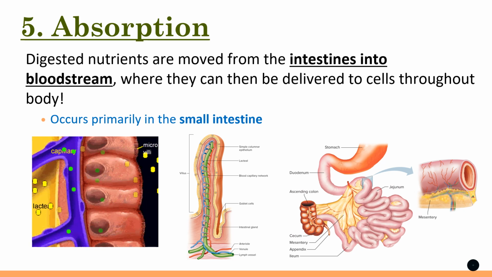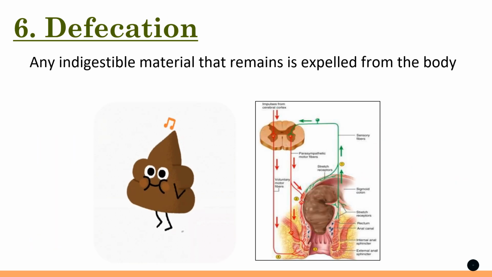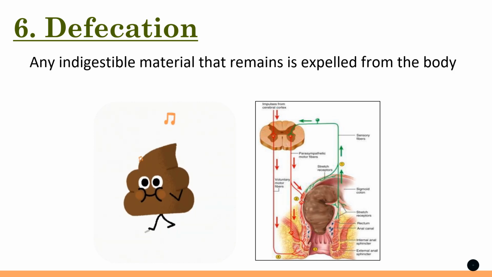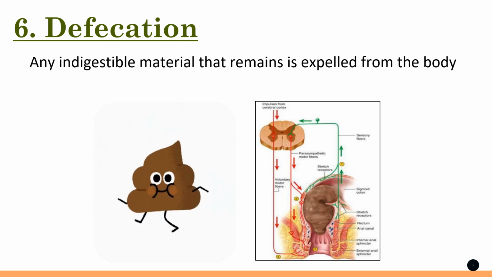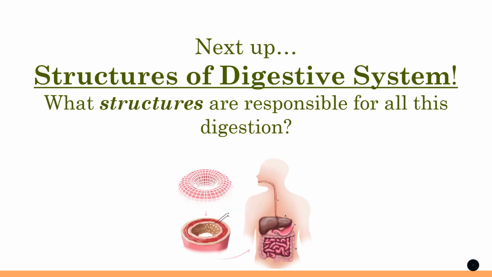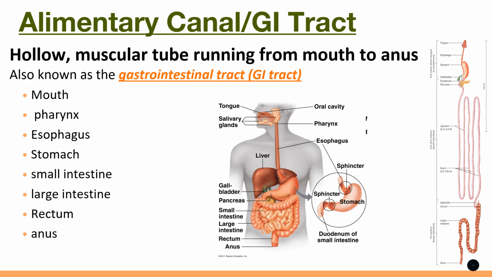And absorption is when digested nutrients are moved from the intestines into the bloodstream. At this point, they can be delivered to cells throughout the body so that they can participate in those chemical reactions. This is going to occur primarily in the small intestine. And lastly is defecation. Any undigestible material that remains is going to be expelled from the body in the form of feces.